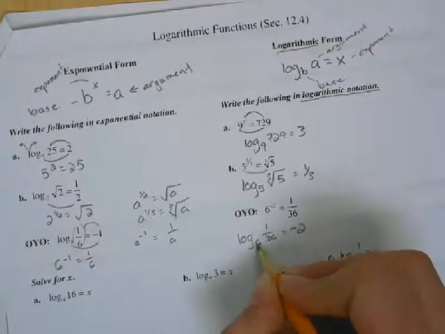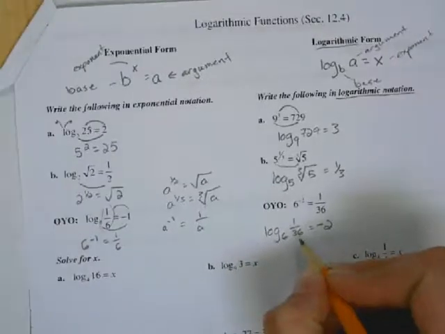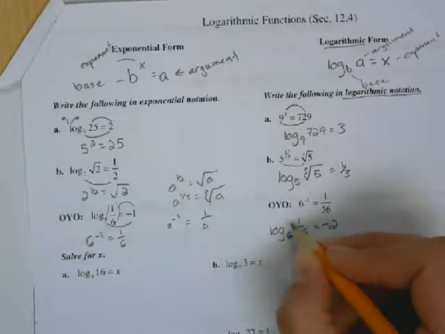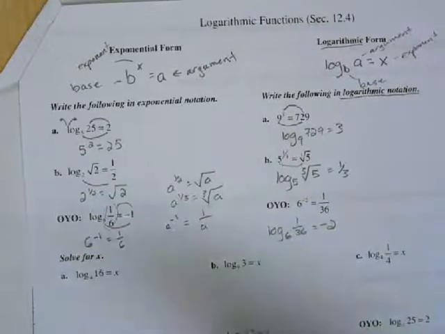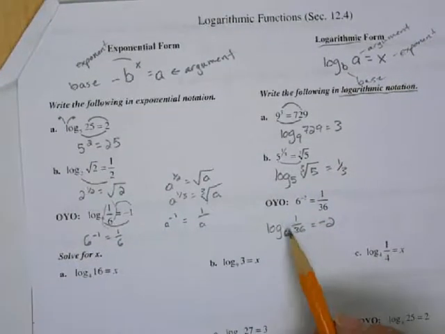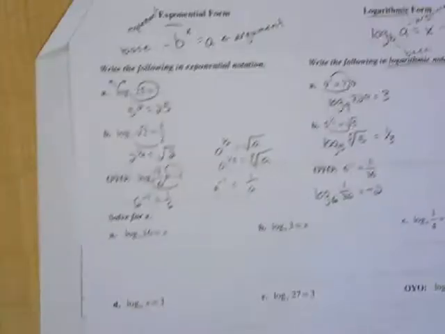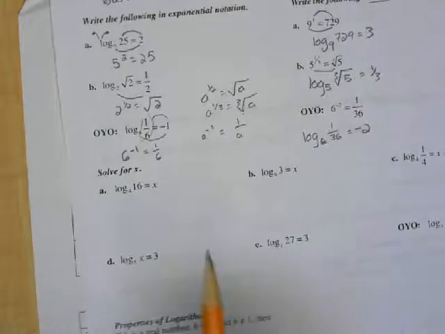Be very careful when you're writing your bases on these logs. This base needs to be down. It's a subscript. It needs to be down and a little bit smaller. You need to make sure that you can tell that it is a base, so it's way down here. Now, solving for x, we're going to use those conversions in order to solve.